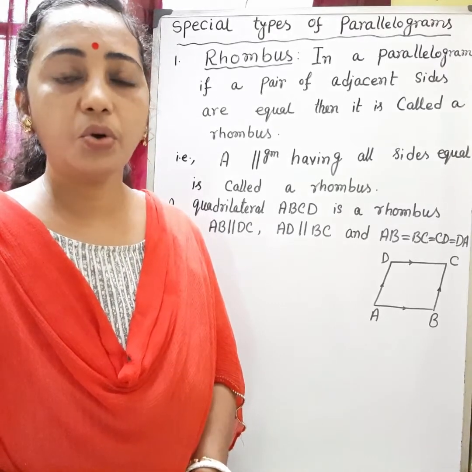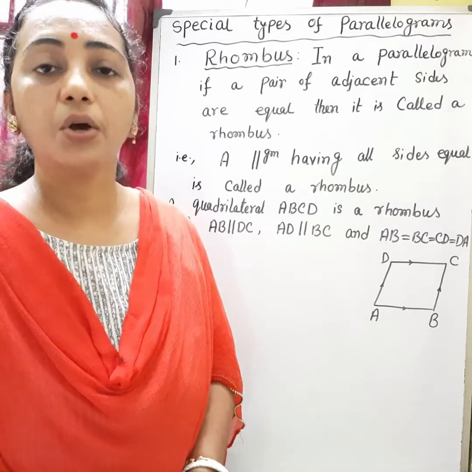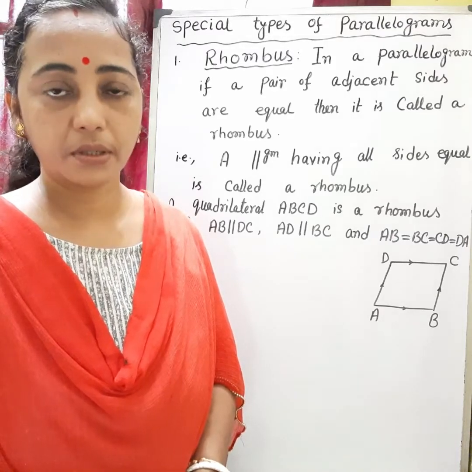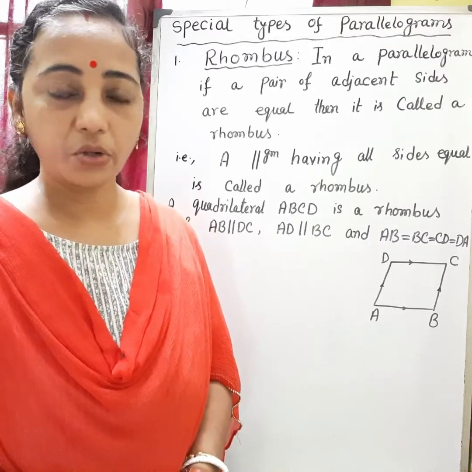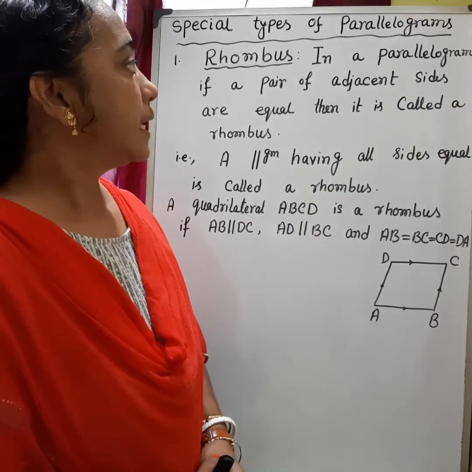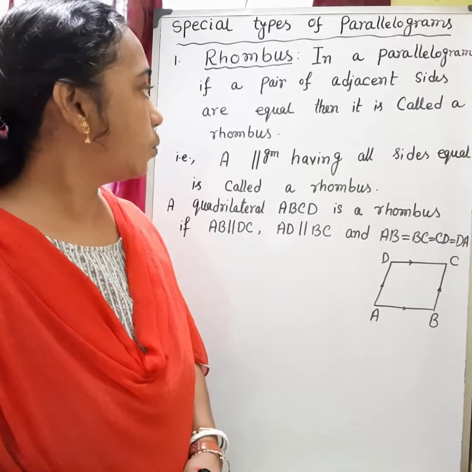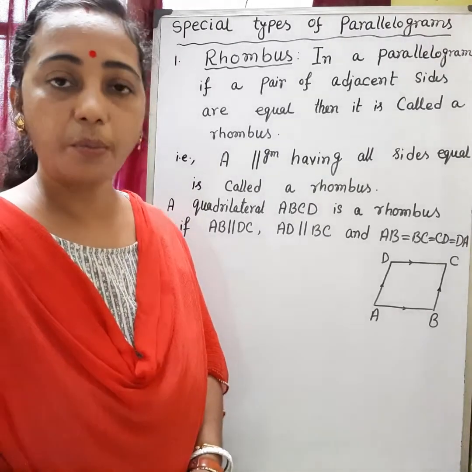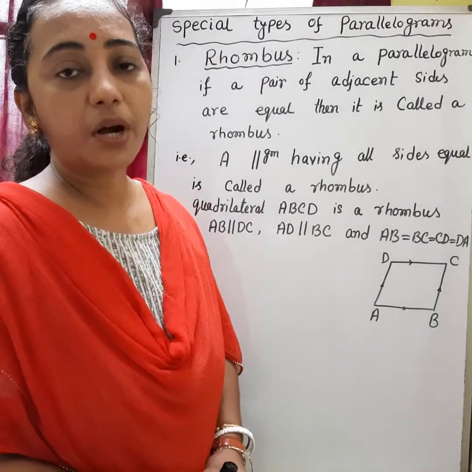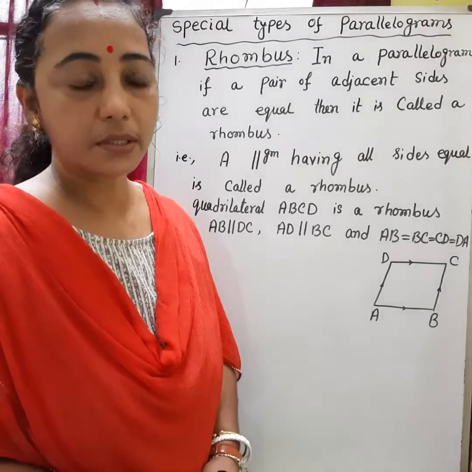So now in this video, let us know about some special types of quadrilaterals, which are also known as special types of parallelograms. One special type of parallelogram is the rhombus. Now what do you mean by rhombus? In a parallelogram, if a pair of adjacent sides are equal, then it is called a rhombus. Or in other words, we can say that a parallelogram having all sides equal is called a rhombus.